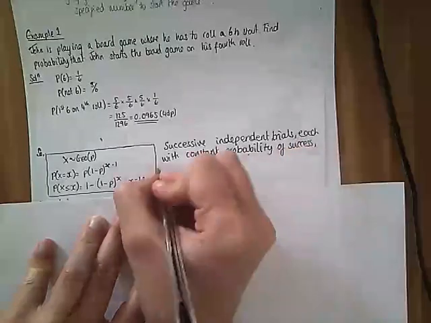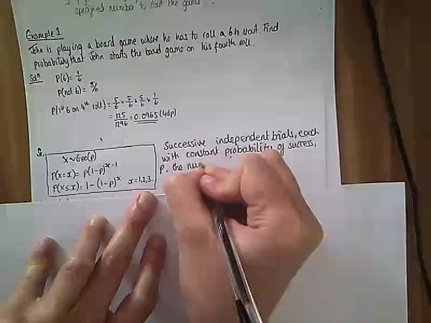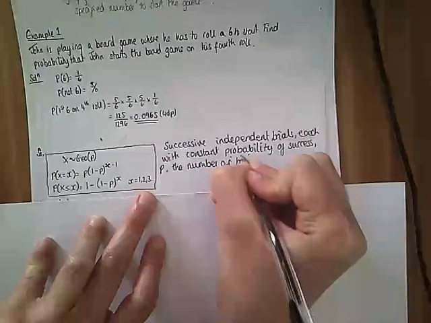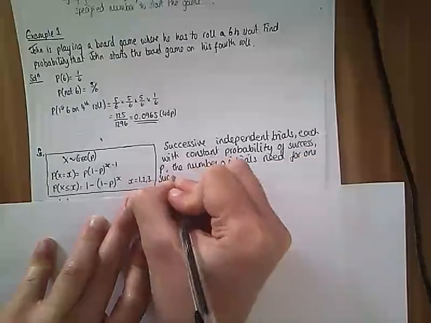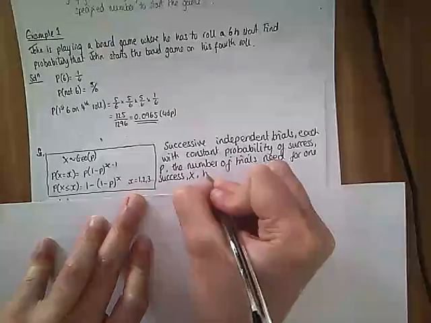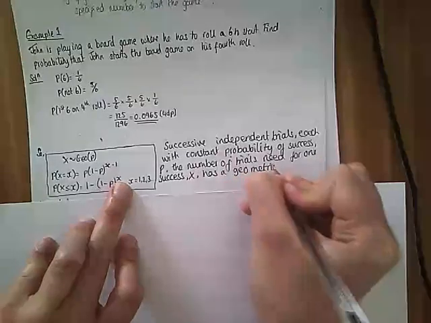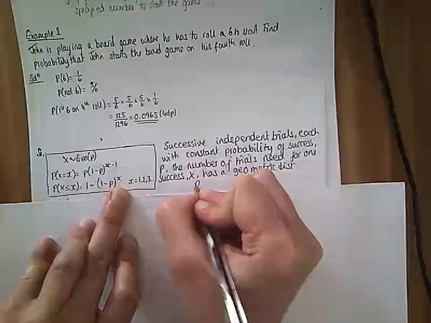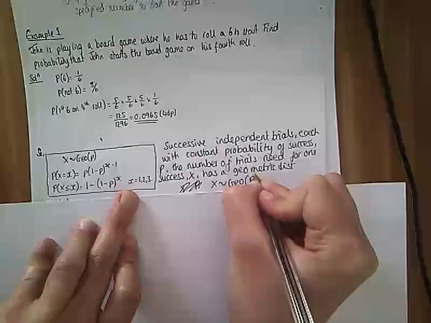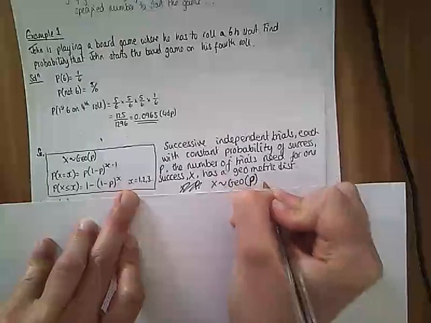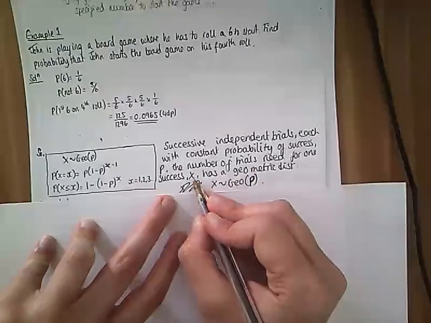We'll call that success P, like we would in the binomial distribution. Then we can say that the number of trials needed for one success, we will call X, has a geometric distribution as follows. X is geometrically distributed with a probability p, P being our constant probability of success, X being the number of trials needed for one success.